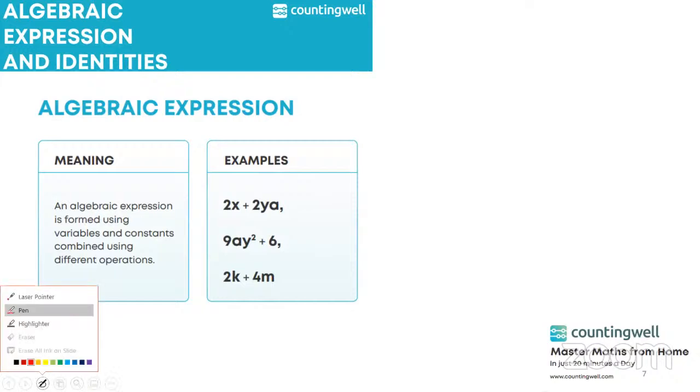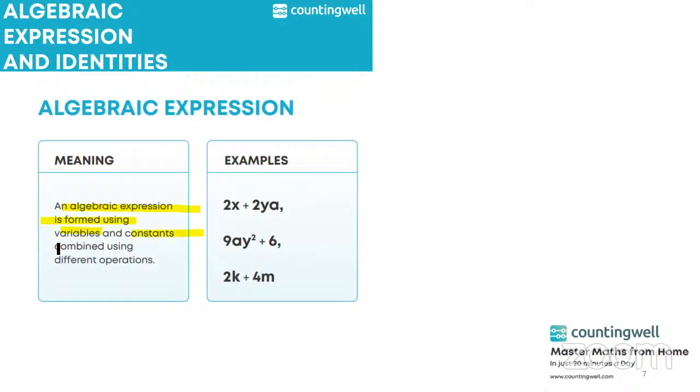Let us see what algebraic expressions are. This is our second chapter, algebraic expressions and identities. An algebraic expression is formed using variables and constants combined using different operations. So here you can see this is an algebraic expression because it is formed using variables x, y, and a, and constant 2. Okay, here you can see the constant is 6.